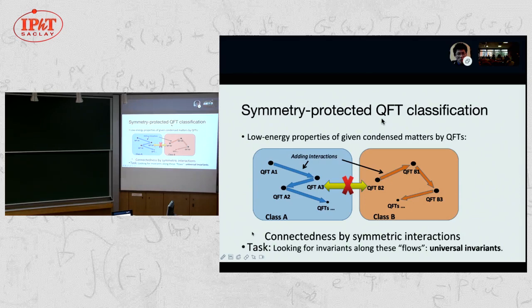One way to do this classification is to find the invariance along these flows, which I will call universal invariance. So this invariance can help us to classify, or to detect, whether two QFTs are in the same class or not.